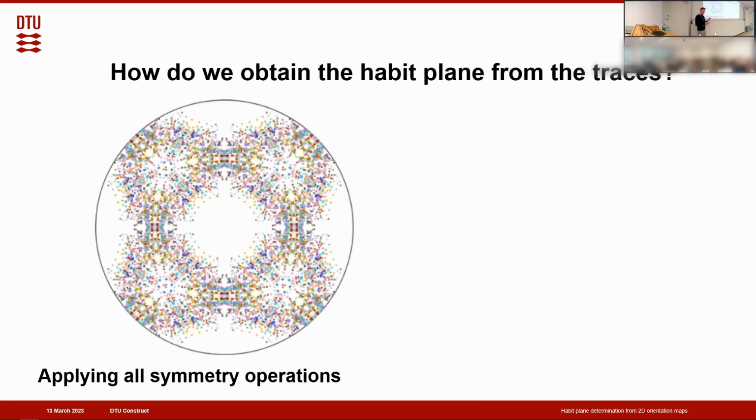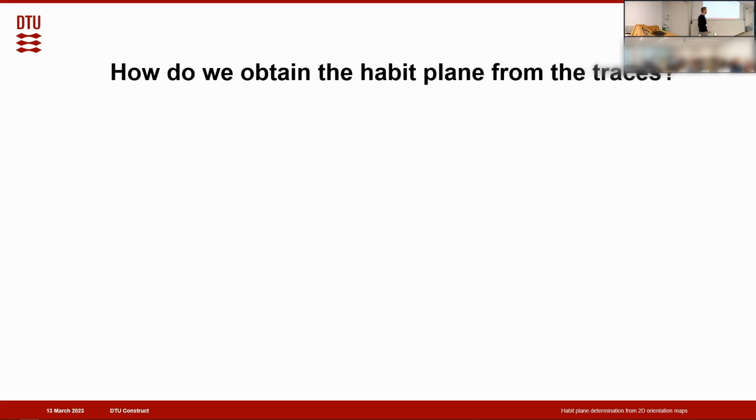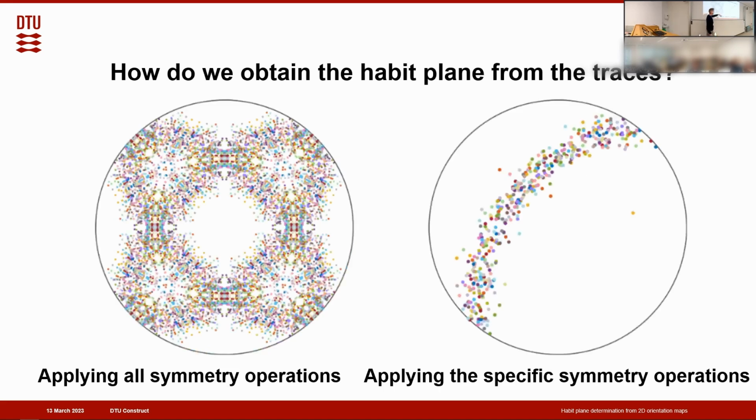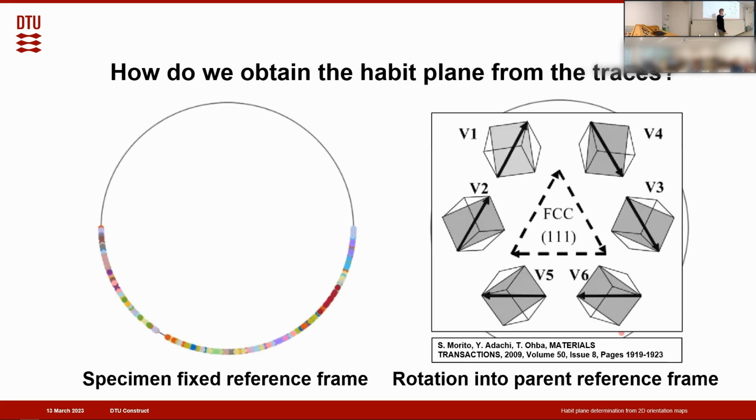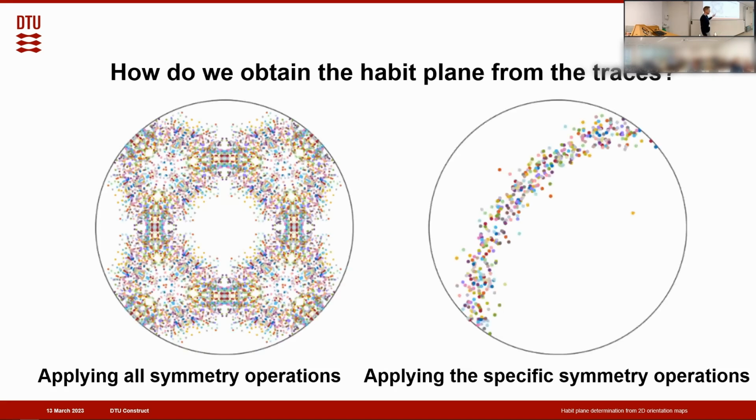But if we can figure out for each measurement point which variant we are looking at, and only take that specific symmetry operator for a certain variant, we then get to a place where these are the traces, and we can find a point that's best fit perpendicular to those traces, which then is the habit plane. So the trick here is really to know the specific symmetry operators, or the certain variant of your martensitic microstructure, and we get this from the prior austenite grain or grain reconstruction, and this way we can then fit the habit plane.